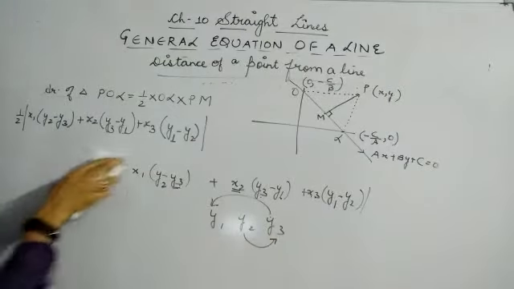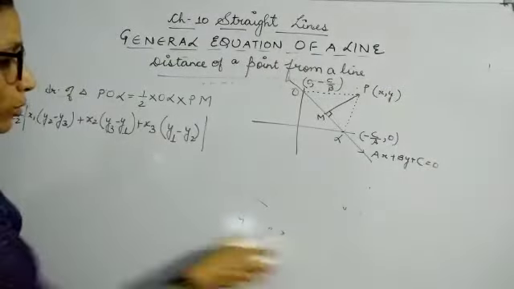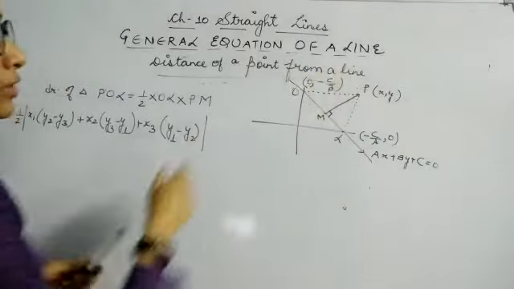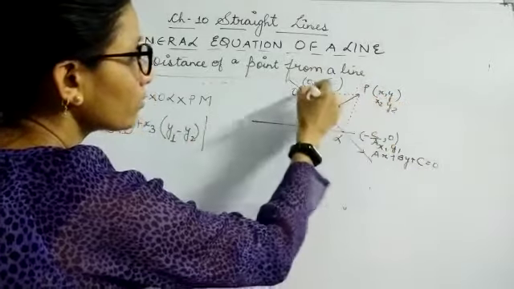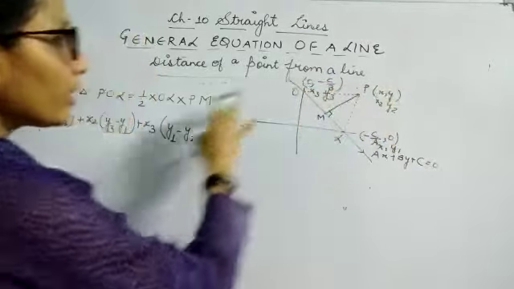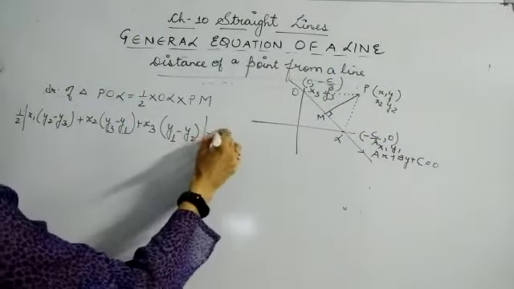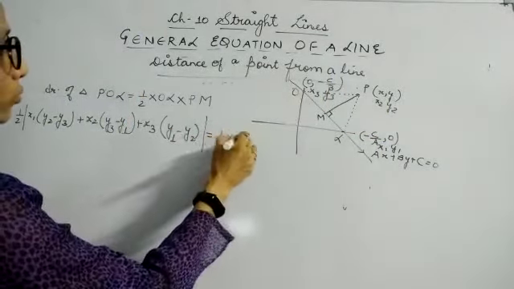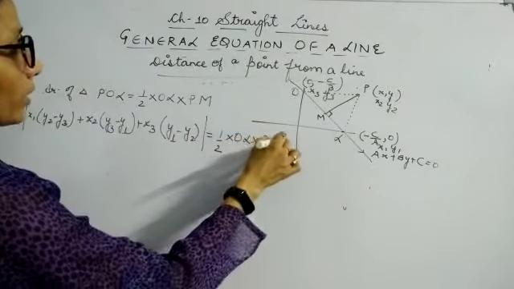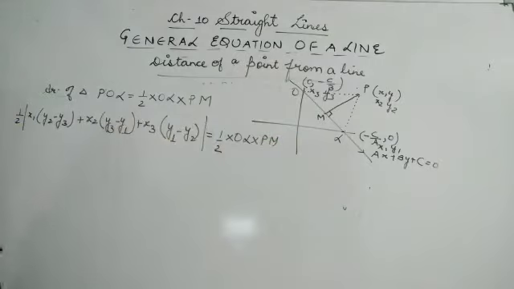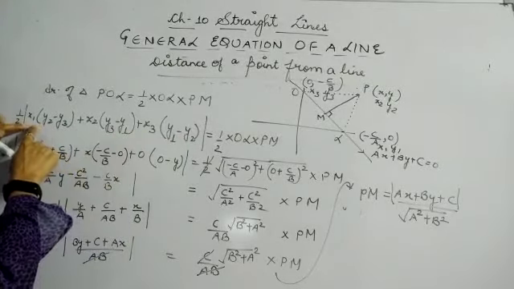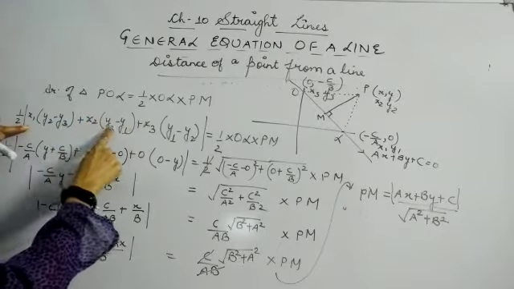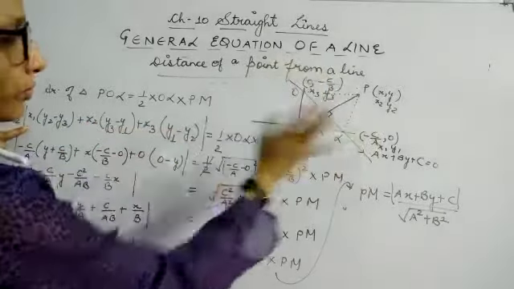Now after writing this, you have to fix these 3 vertices. Let's say this is my x1 y1, this is my x2 y2, and this is my x3 y3. Simply put these values, and here it is half OL into PM. Write all the values of the vertices and it will be like this. Let's see what I have done. Here I have substituted the values of x1, y2, y3, x2, y3, y1, x3, y1, y2 from the given diagram.